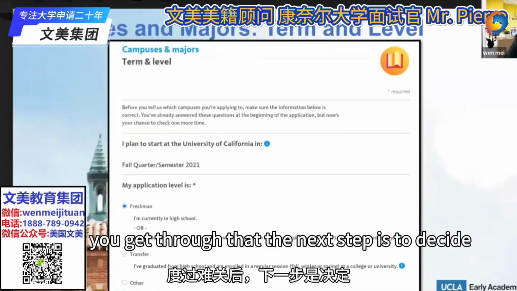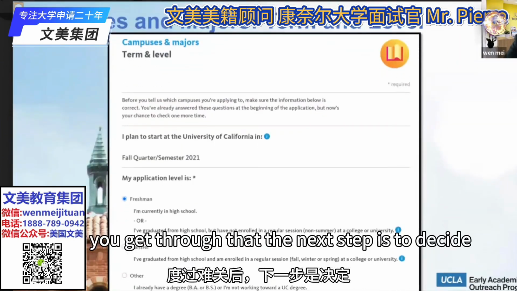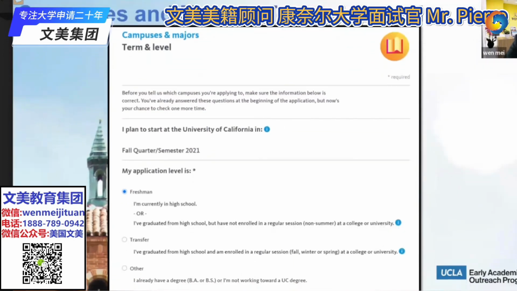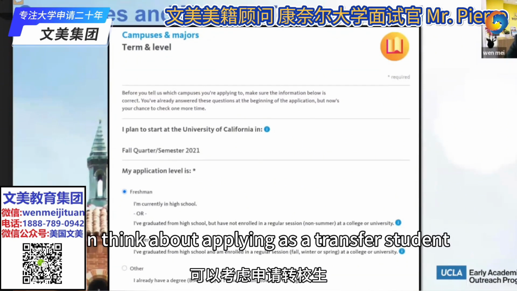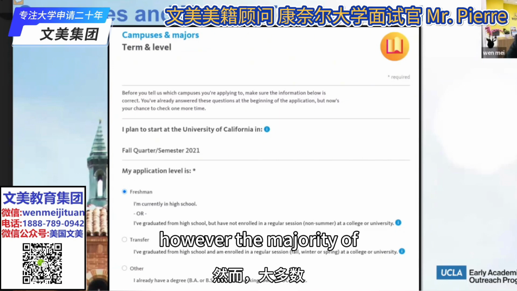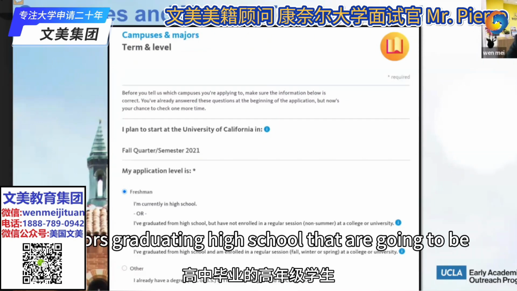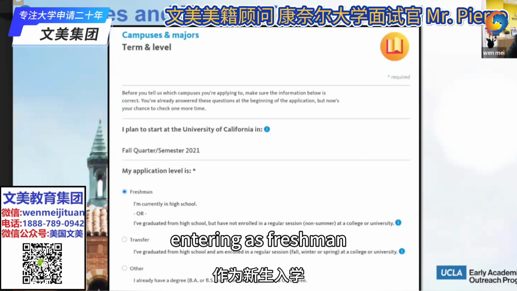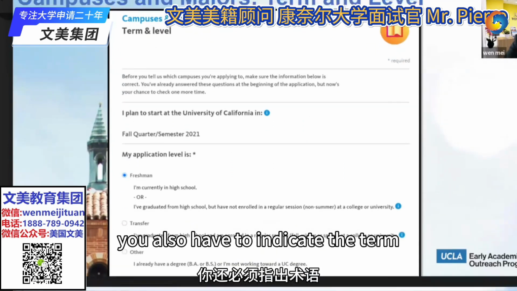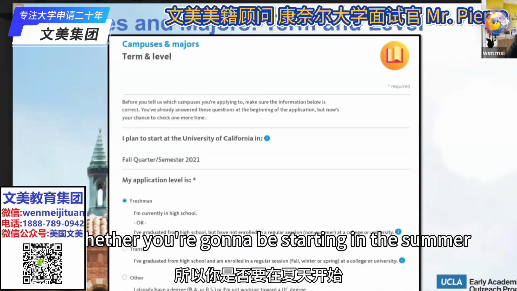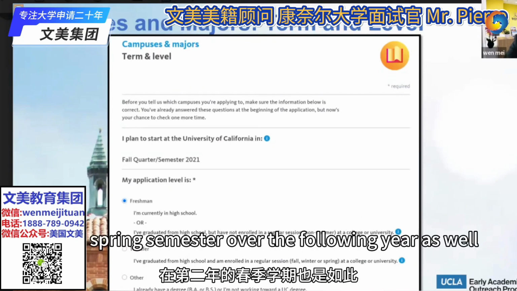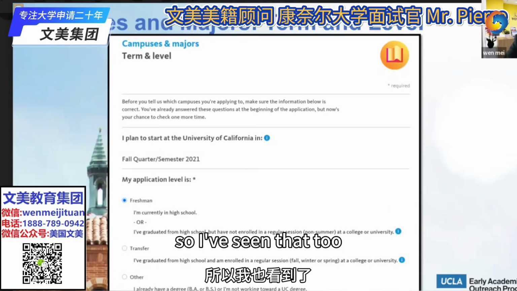Okay, so after you get through that, the next step is to decide how you're going to be applying. Some students who, for example, earn their AA can think about applying as a transfer student because they will have completed their first 2 years. However, the majority of applicants are going to be freshmen, that is, seniors graduating high school that are going to be entering as freshmen at the college level. You also have to indicate the term, so whether you're going to be starting in the summer or in the fall, with most students starting in the fall, and maybe some starting in the spring semester of the following year as well. So I've seen that too.